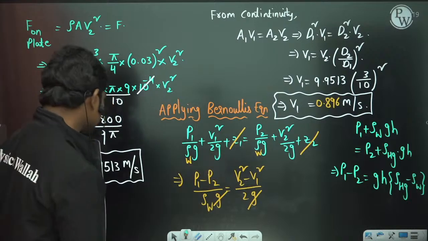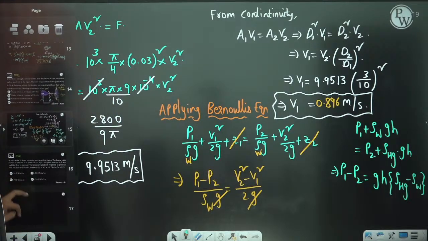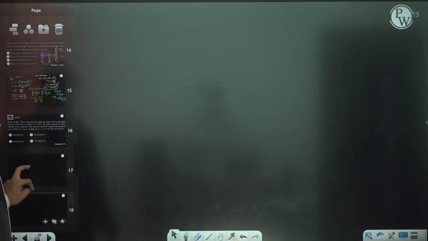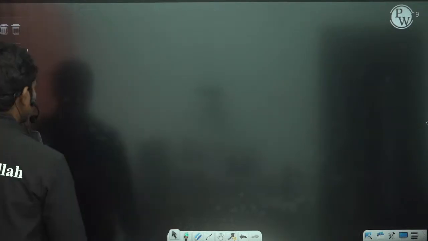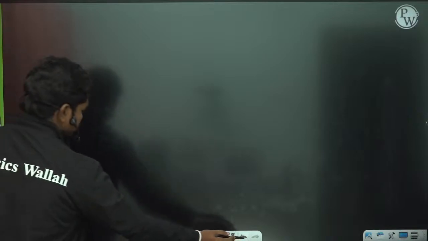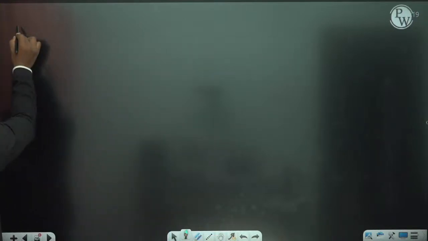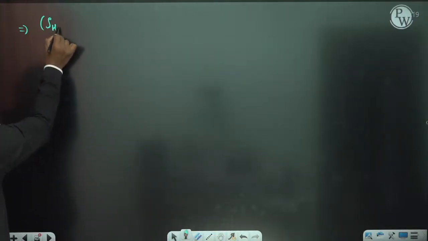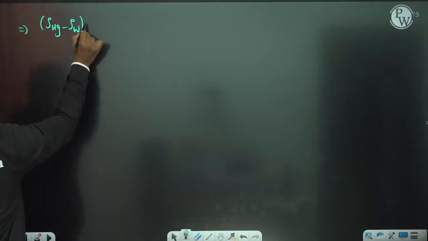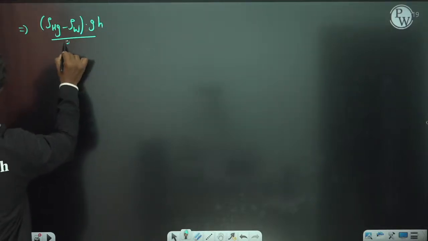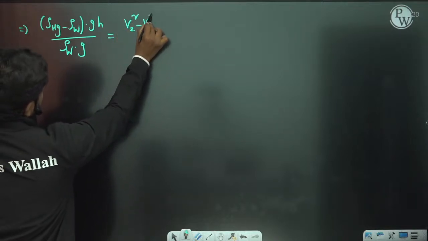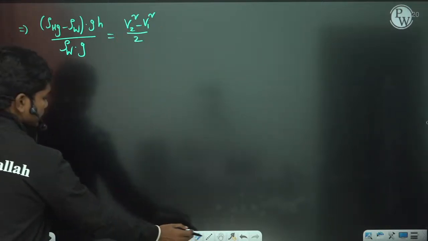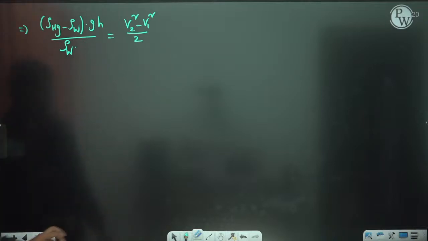If you substitute there, let us calculate. Let us take a new slide. So P1 minus P2 is how much? It is (rho mercury minus density of water) times gh, divided by density of water. This is equal to (V2 square minus V1 square) by 2 is what you have. I think this g is not there here, so we only have the density of water here, and divided by 2 actually.